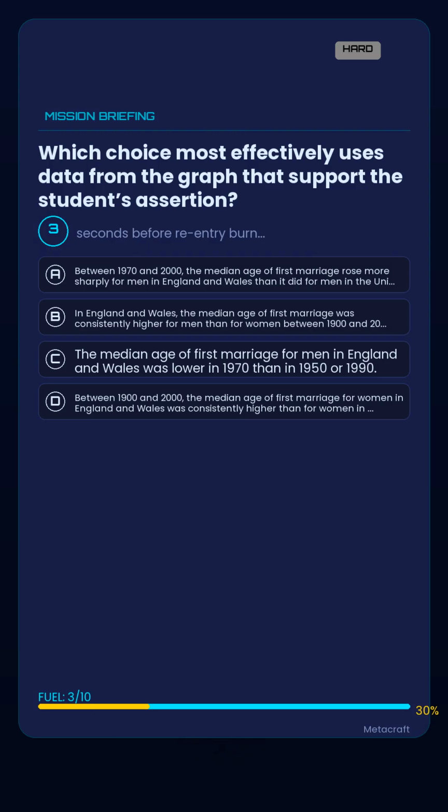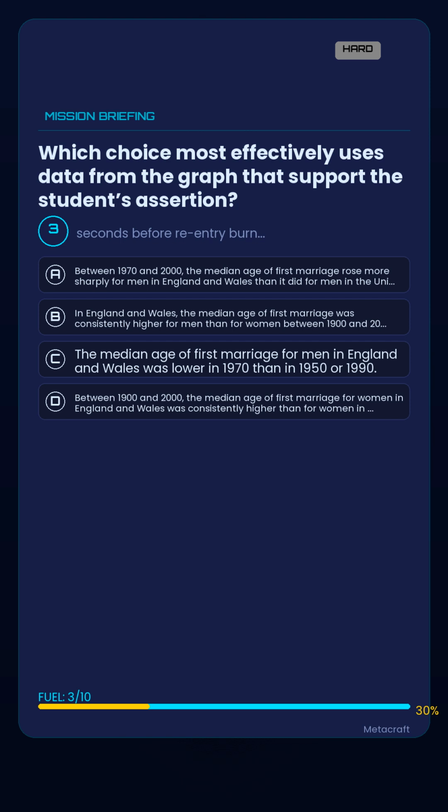Which choice most effectively uses data from the graph that support the student's assertion? Option A. Between 1970 and 2000, the median age of first marriage rose more sharply for men in England and Wales than it did for men in the United States. Option B. In England and Wales, the median age of first marriage was consistently higher for men than for women between 1900 and 2000, but this was not always the case in the United States.